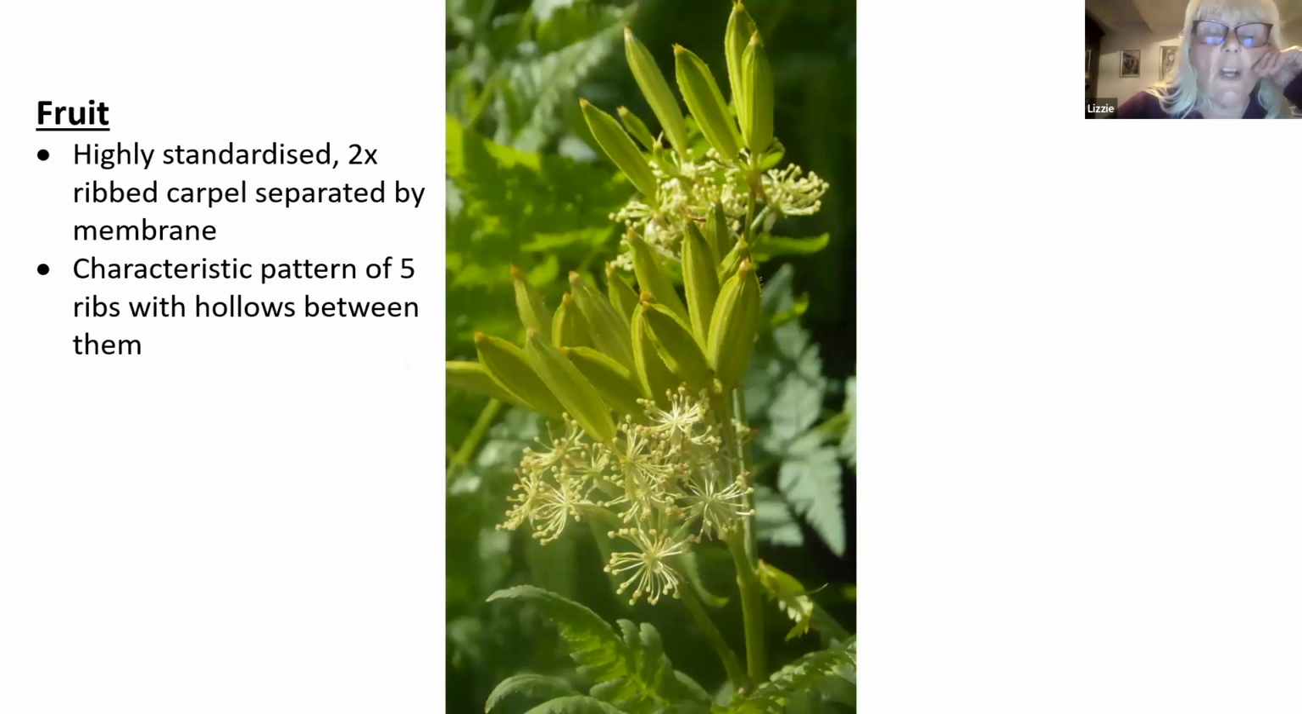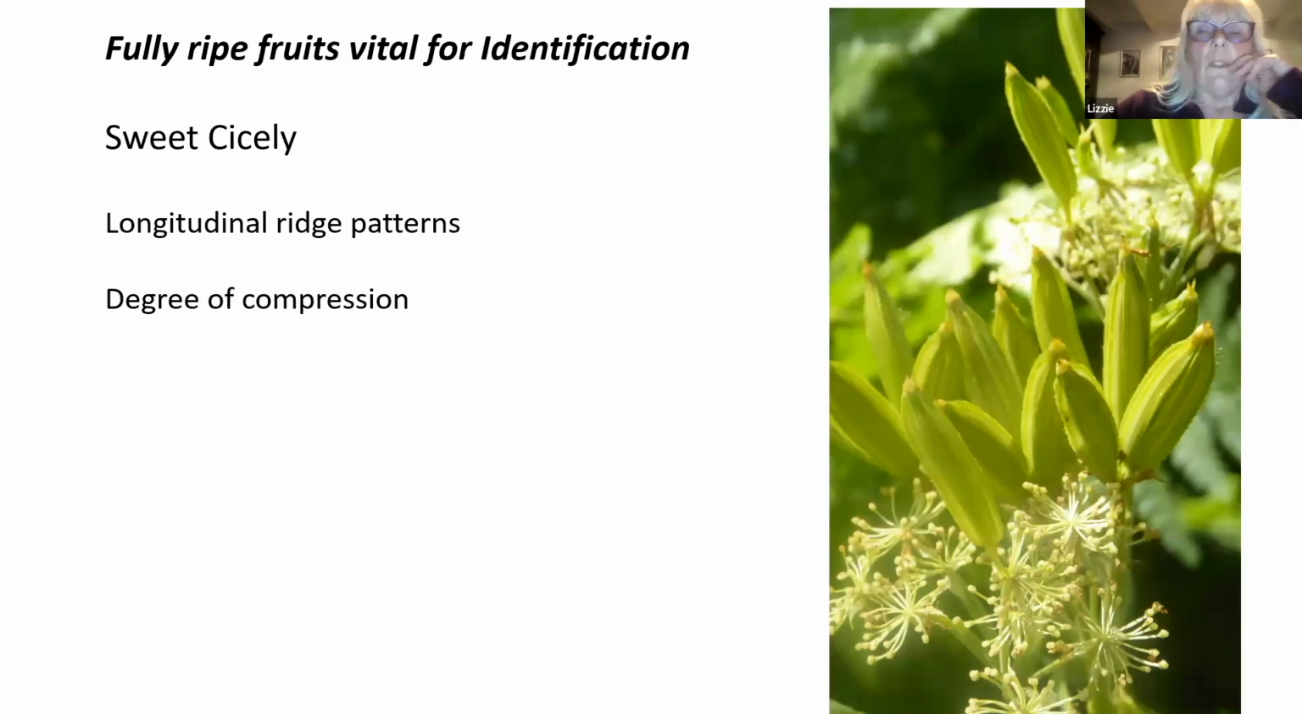Now the fruits, as I said to you, are really important. This is sweet cicely, and the ribbing of the fruits, the ending of the fruit, is very important for identifying the different species. That's sweet cicely. And oh yes, something else I should have mentioned is not just the ribbing, but also whether the fruits are flattened. They can be flattened from top to bottom or side to side. And again, that helps you to identify which fruits. You really do need fruits when you're identifying a lot of these species.